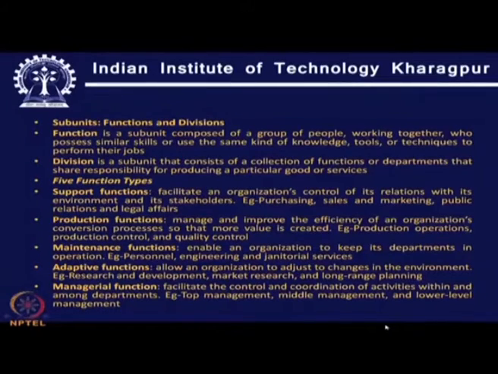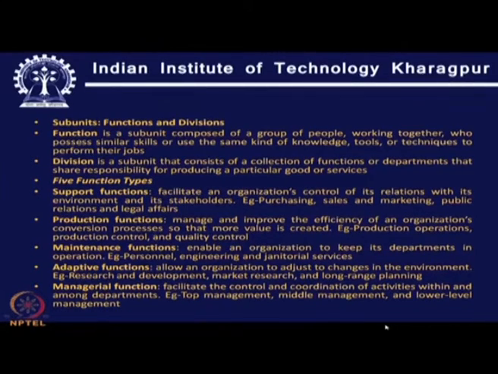5 function types are support functions, which facilitate an organization's control of its relations with environment and stakeholders. Examples are purchasing, sales and marketing, public relations and legal affairs. Production functions manage and improve the efficiency of an organization's conversion process so that more value is created. Examples are production operations, production control and quality control.